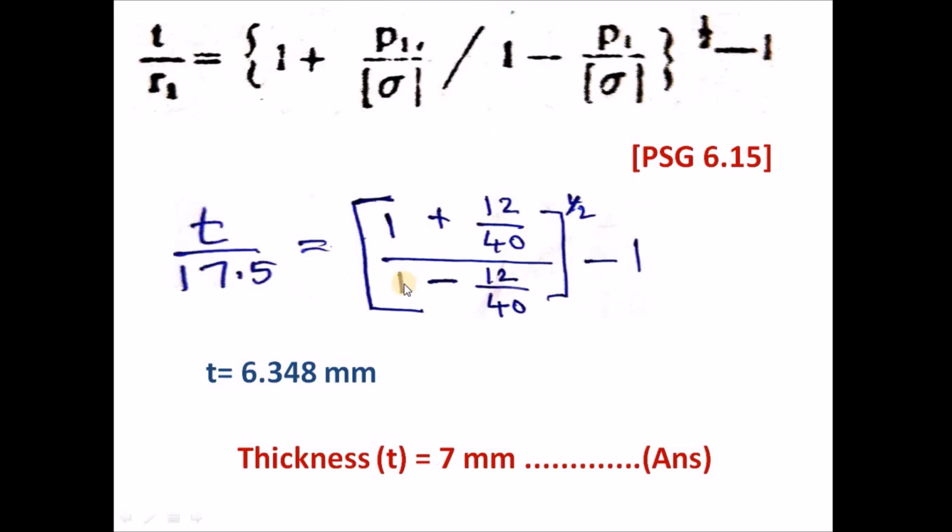Then 1 minus 12 by 40, all under the root, raised to half, minus 1. On calculation, you will get the answer T is equal to 6.348 mm. That may be rounded to 7 mm. Okay, now that problem is over. Very simple problem.